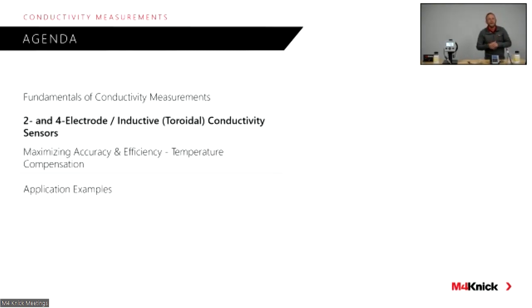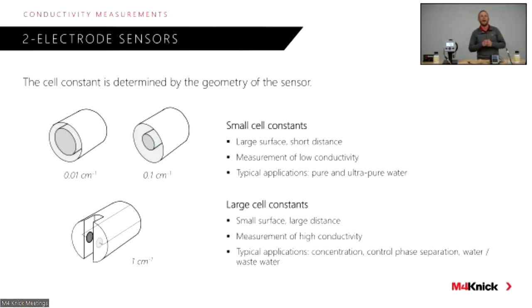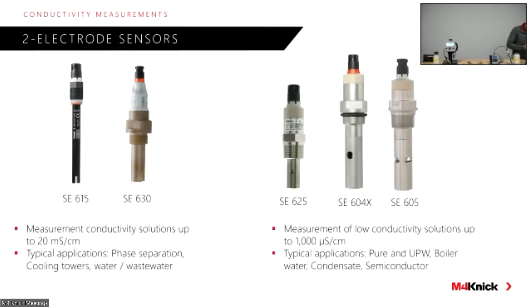So again, let's talk about specifically the three types of conductivity sensors that are utilized in industrial applications. So if we move forward here, Seth, if you don't mind, I want to talk a little bit about two electrode sensors and their cell constant, right? So this diagram shows a few different two electrode sensors, the top two being coaxial style sensors.